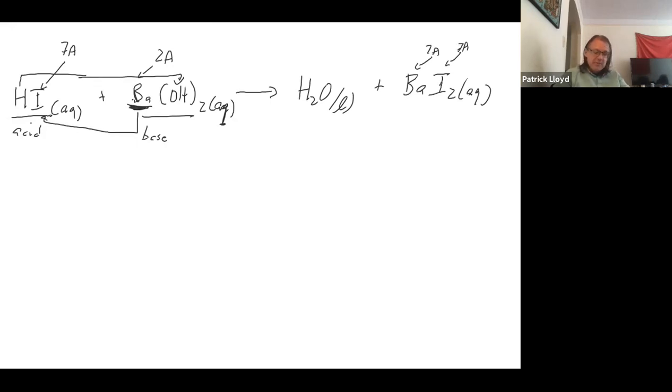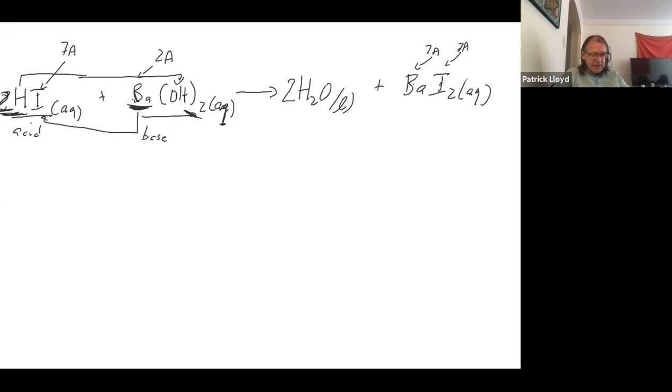So now we can just go back and balance it. If we have 2 iodines over here, we got to have 2 iodines over there. I'm sorry, I didn't show that very well. And then now we can balance the hydrogens. We've got 2 hydrogens over here, and we've got 2 hydrogens over there. So if we put a 2 there, we've got 4 hydrogens on both sides.